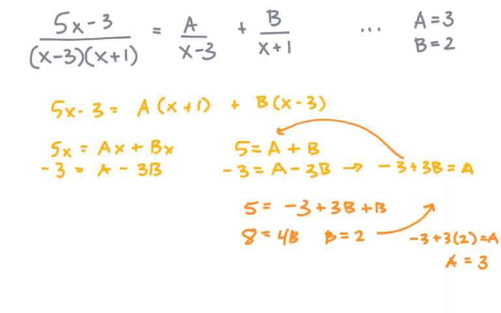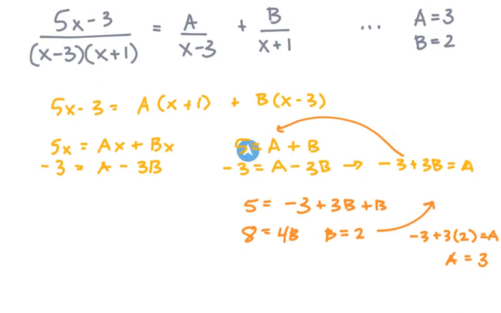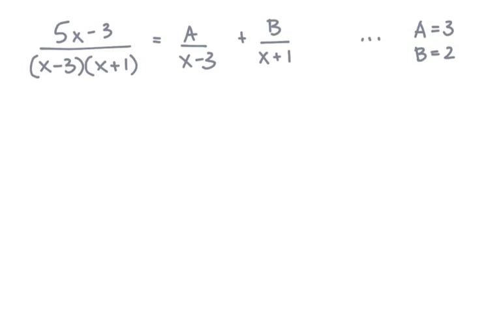So here I have on the screen what happens when I multiply by my LCD to clear the fractions. Then I set up my system of linear equations, isolating A in terms of B. I sub that into the other equation. I can solve and get that my B value equals 2. And then substituting that back in, I get A equals 3. So pause, make sure you understand that. I'm going to continue on with our problem.